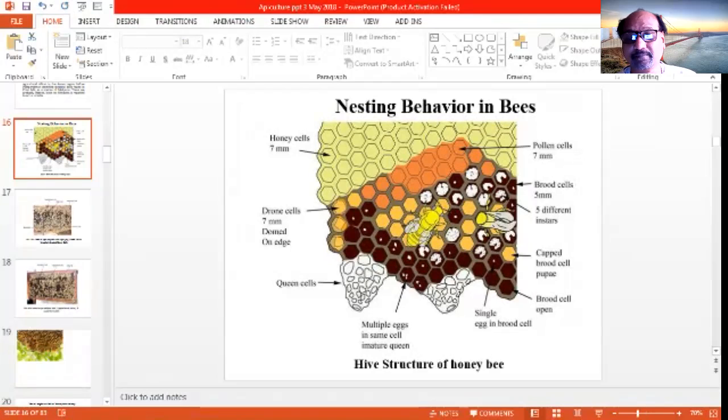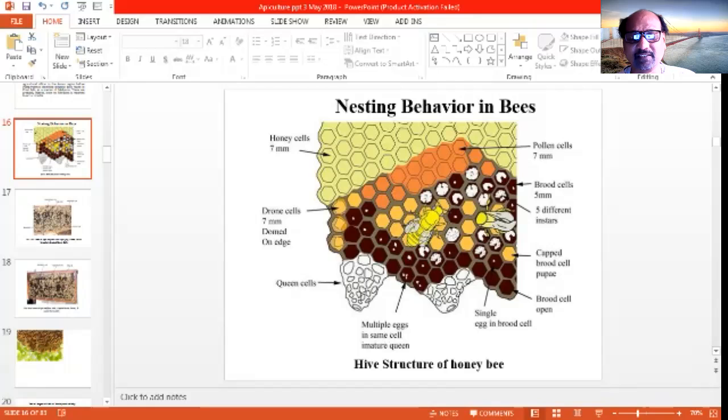In this diagram, the light yellow color is for the honey cells, the orange is for the pollen cells, the chocolate or maroon color is for the brood cells, and the dark yellow shows the capped brood cells.